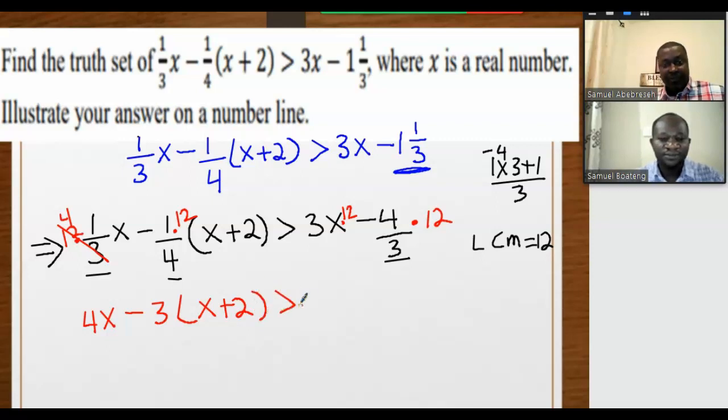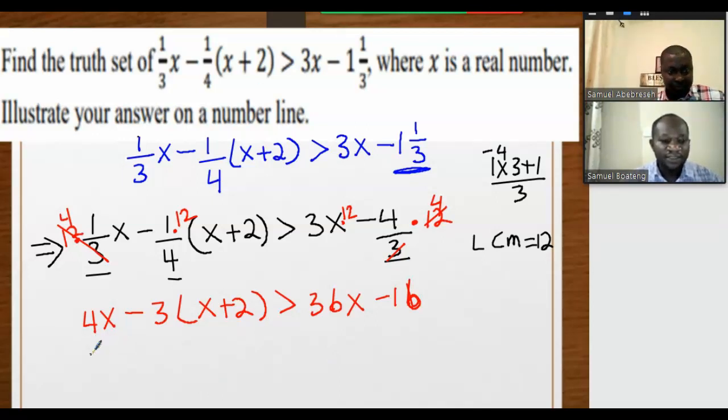greater than. Now 3x times 12 will give you 36x minus 3 will go into 12 4 times. So 4 times 4 minus 16. Minus 16. So now let's go to the next step.